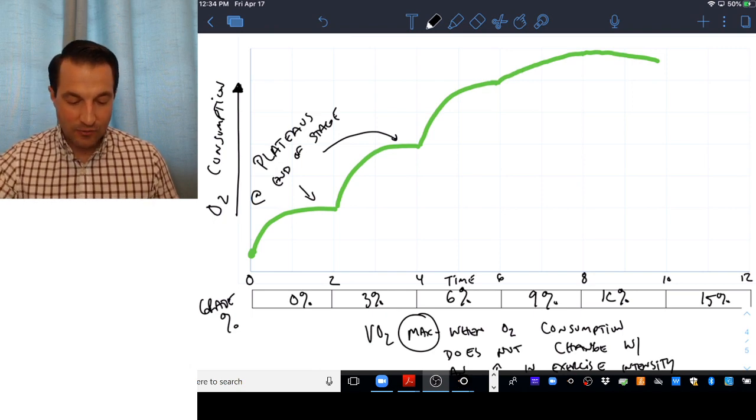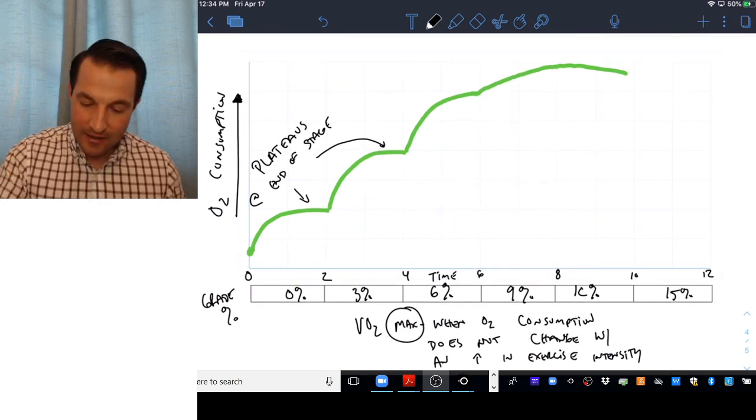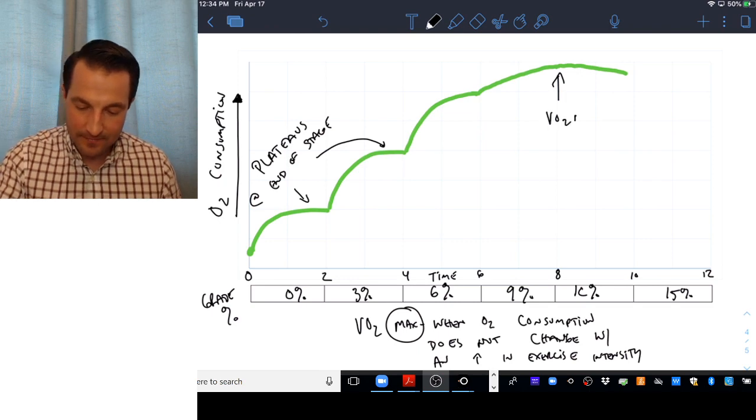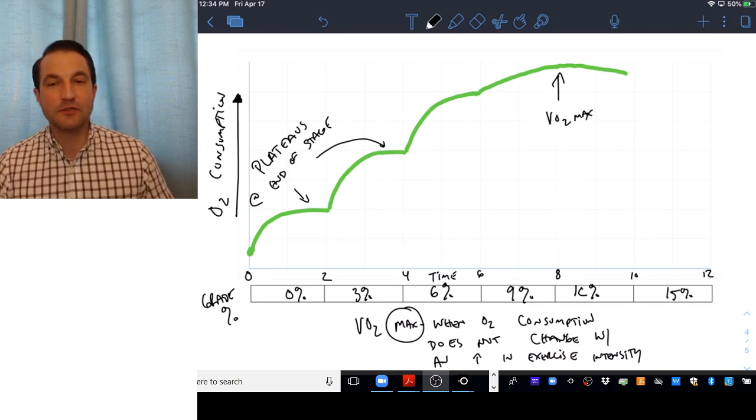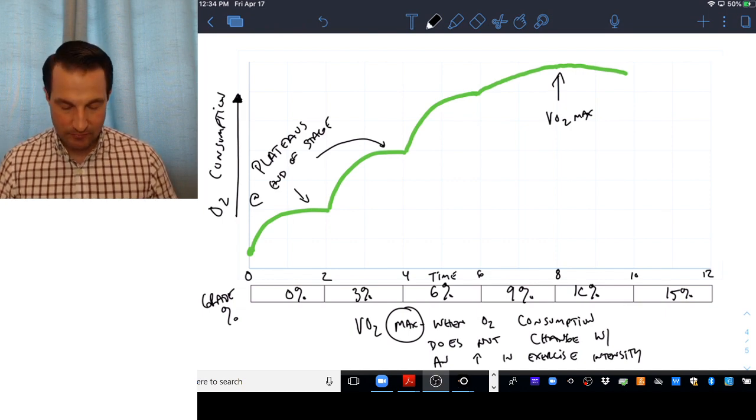Okay, so that's what our oxygen supply looks like during a graded exercise test. And we see right here that that is our VO2 max. So whatever value was given right there, that's going to be our maximum amount of oxygen consumption.